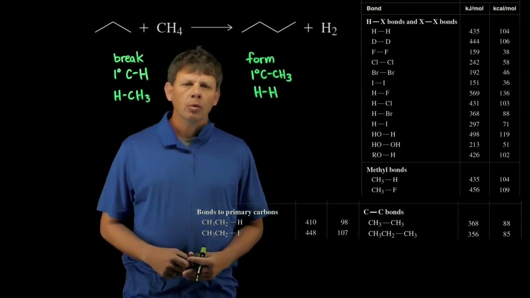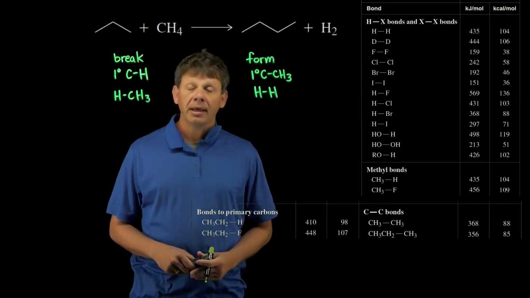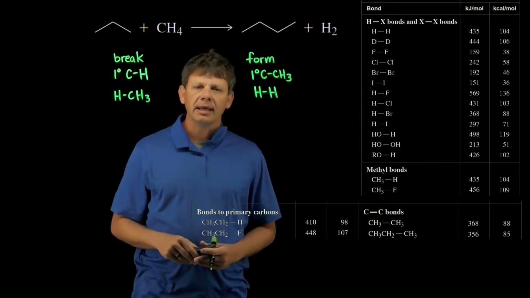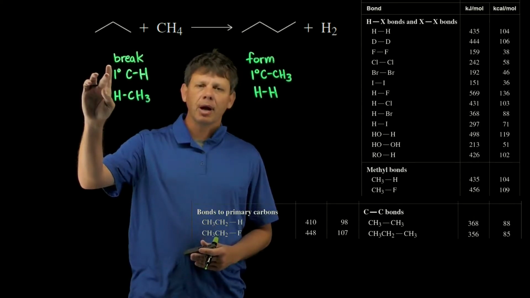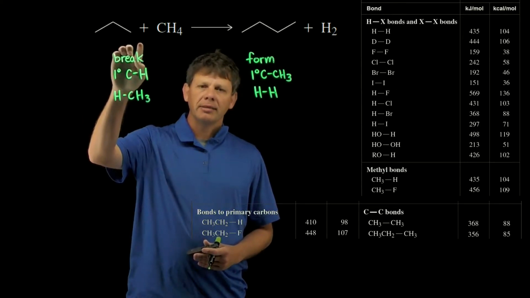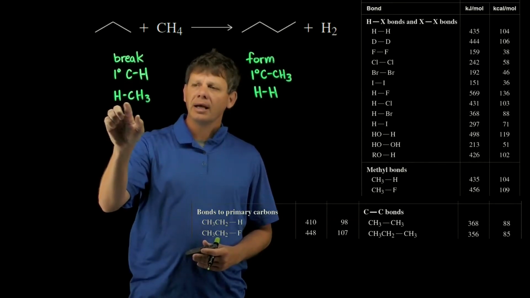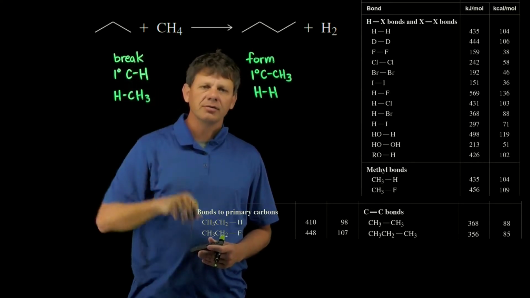In this assessment, we're asked to calculate delta H for the reaction shown on screen. I've gone ahead and made a list of the bonds broken and formed in this particular reaction. And we'll note that we're going to be breaking a primary CH bond at this carbon here. And we're going to be breaking a hydrogen carbon bond to a methyl group in the molecule CH4.